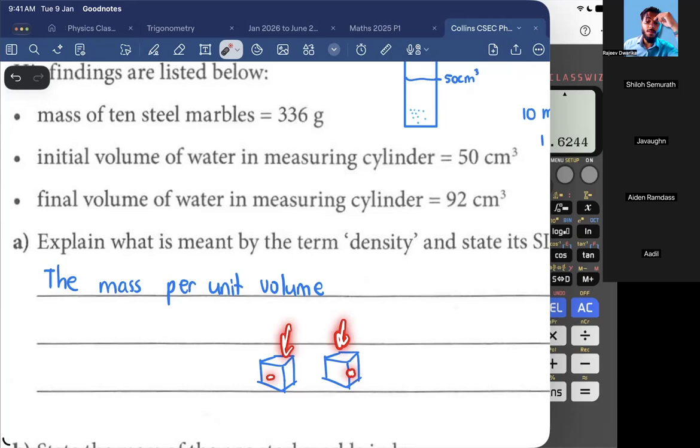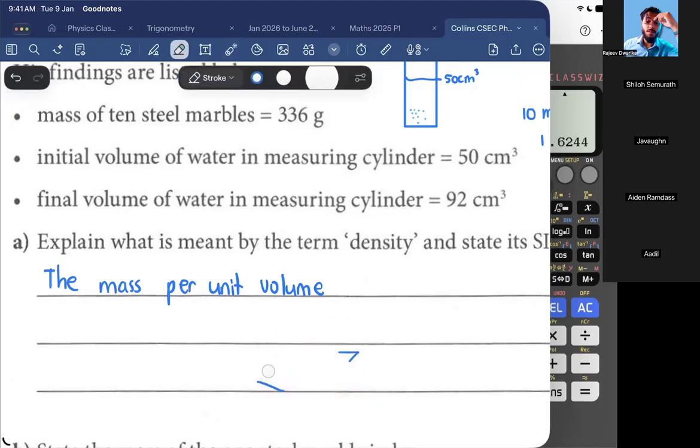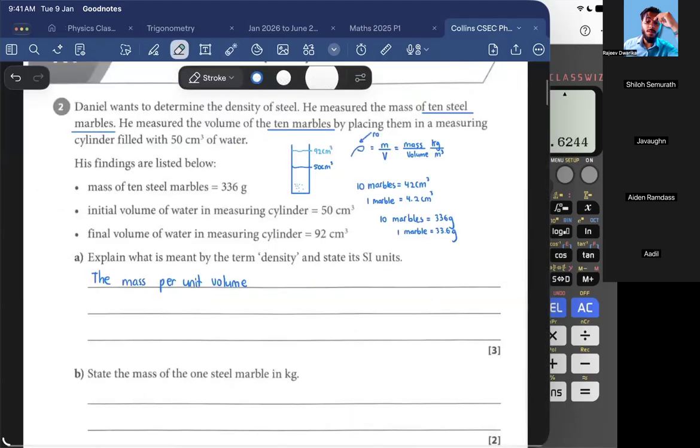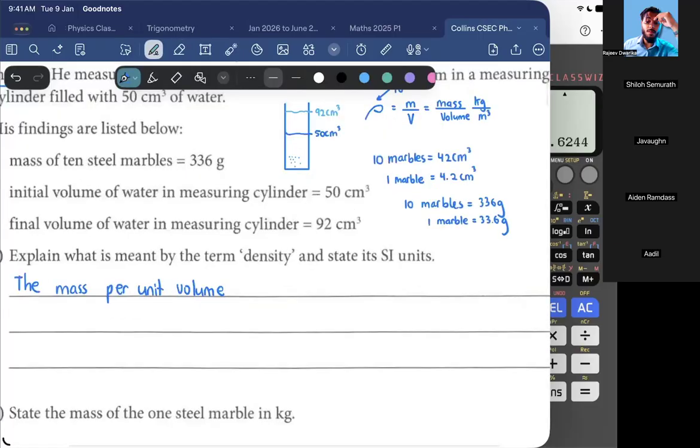Metal cube. Right. And I'm telling you, both of them are occupying the same volume. The only difference is both of them have different what? Different densities. Because paper would weigh a lot less than metal, you understand? You sure you understand that? Yes, sir. Right, the mass per unit volume, you can put the formula here. Density is equal to mass over volume.